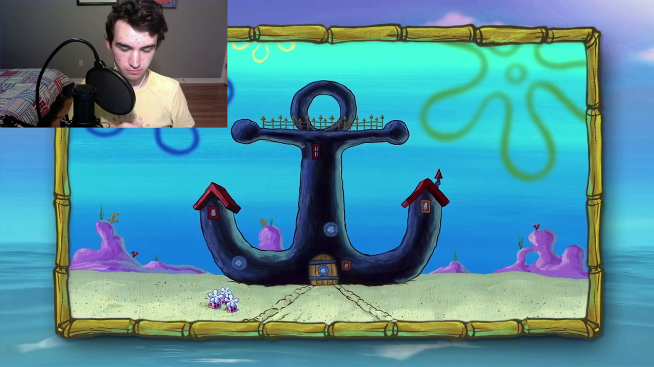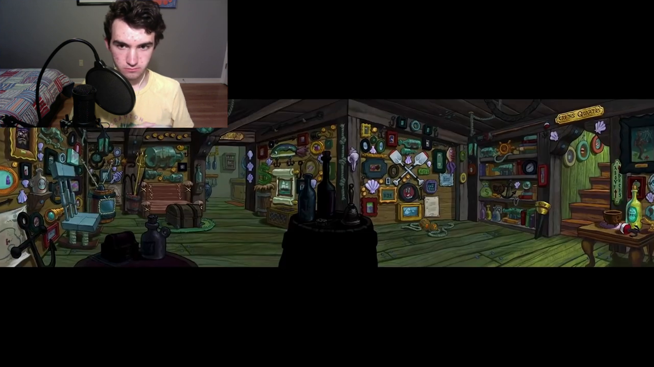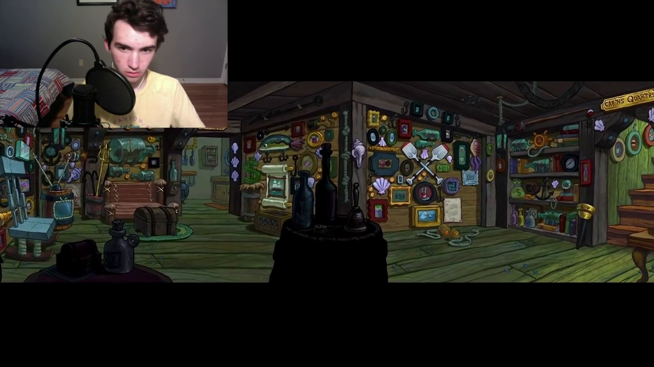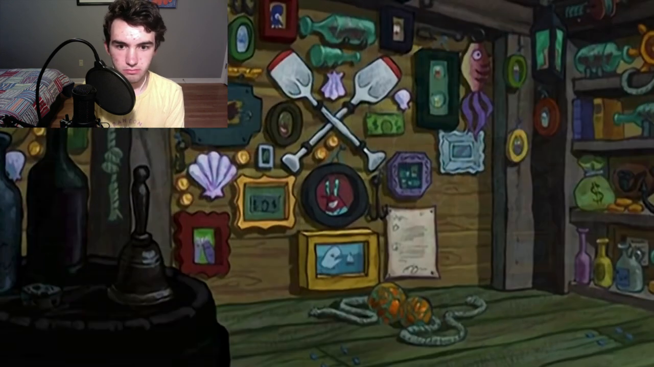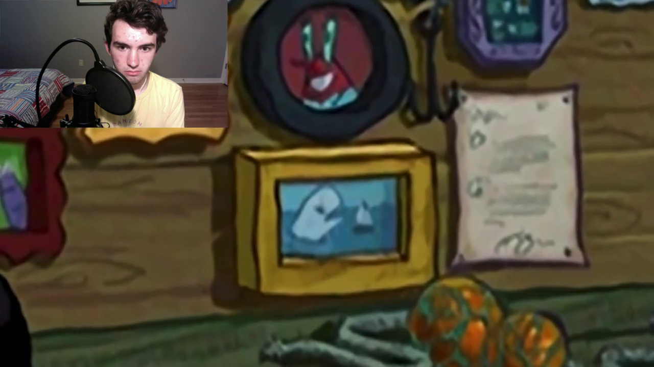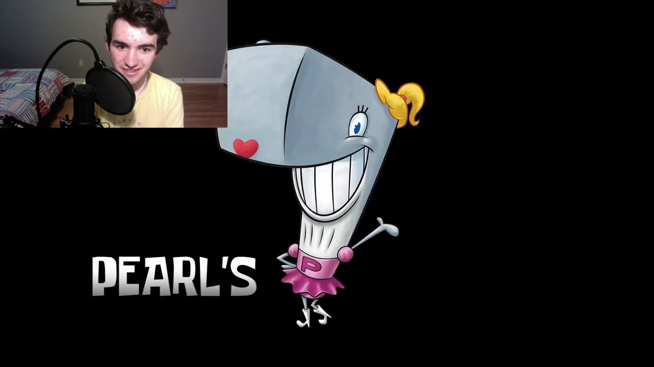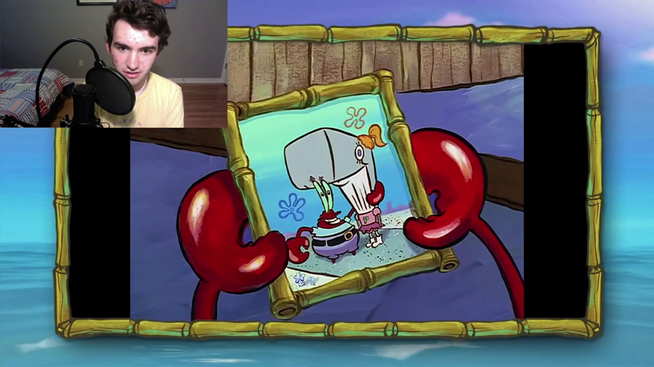Then if we took a look at Mr. Krabs' home, we see it is full of memorabilia from his past days in the Navy. But hidden within here is something that will absolutely blow your mind and answer one of the biggest questions in the show. Hanging there on his wall is a picture of a massive whale next to a ship. You don't think that could be... No, it can't be. Oh, what? Pearl's mother?